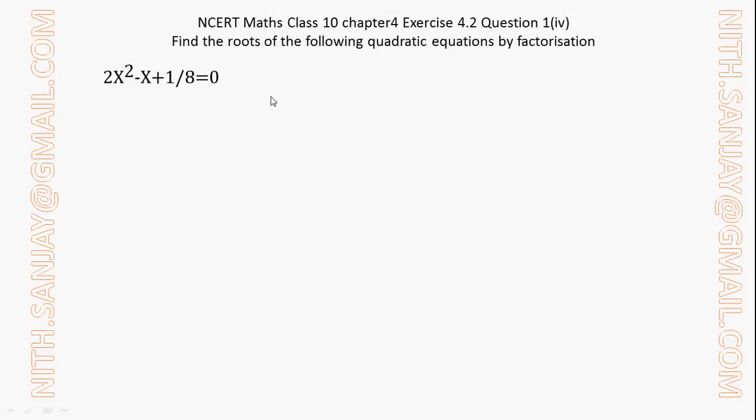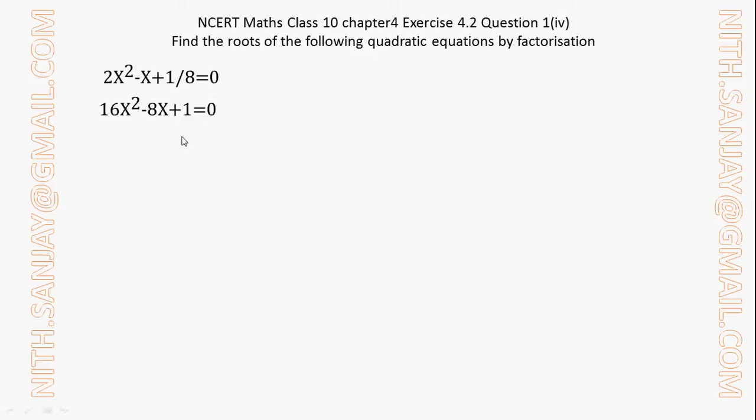Today we will solve question number 1 part 4 of NCERT Maths Class 10 Chapter 4 Exercise 4.2, which is of quadratic equations. Parts 1, 2 and 3 of question number 1 of this exercise have already been solved. So this question is, find the roots of the following quadratic equation by factorization. 2x square minus x plus 1 by 8 is equal to 0 is the given equation. To simplify this 1 by 8, we will multiply both sides of this equation by 8. So what we will get? We will get 16x square minus 8x plus 1 is equal to 0.